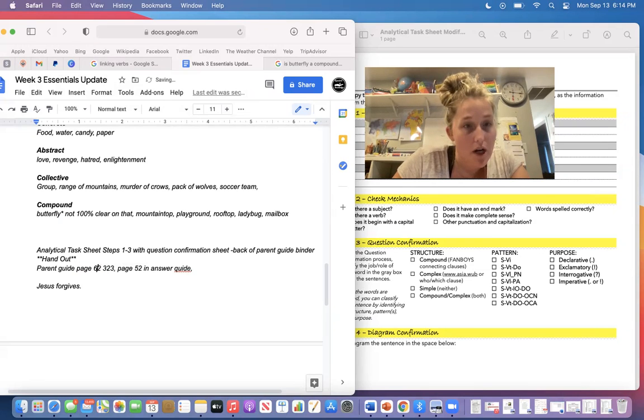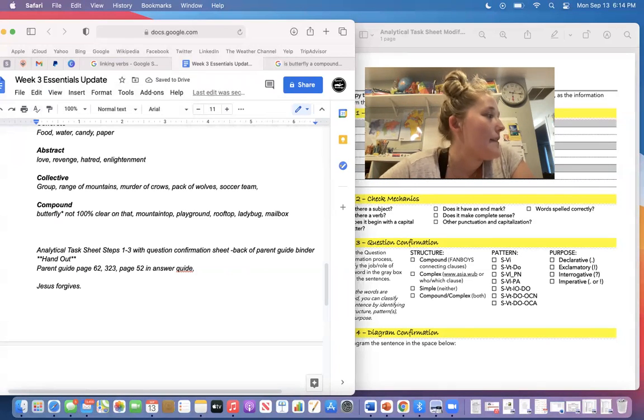It's explained further on page 323. So parents, please look there if you need help. The analytical task gives us 5 different tasks to work on.